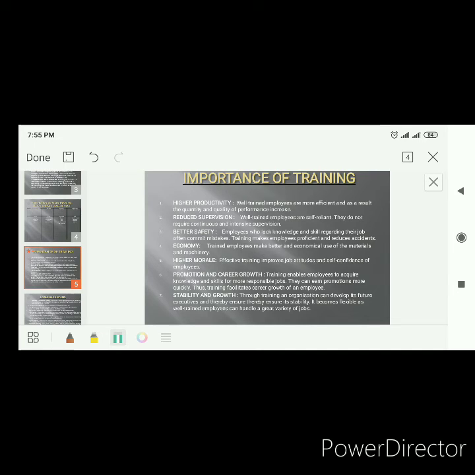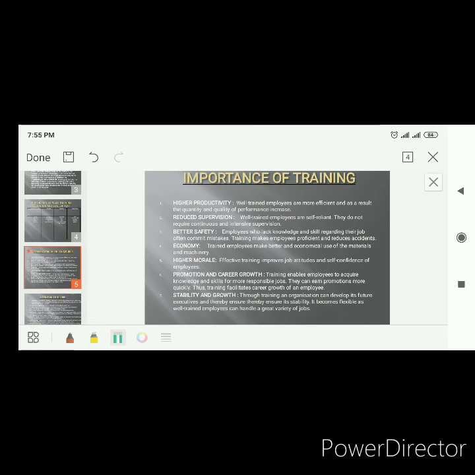Point number 3, safety. Training helps an employee to use various safety devices properly because he is already trained. So he will be using all the safety devices properly. There won't be any chances of mishap or accidents. Am I clear?